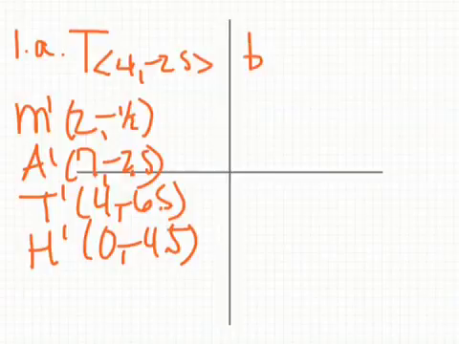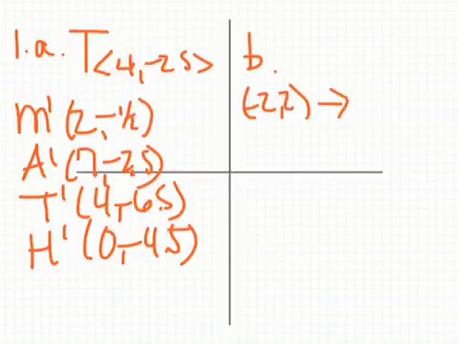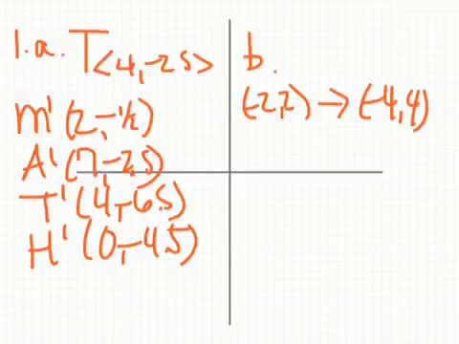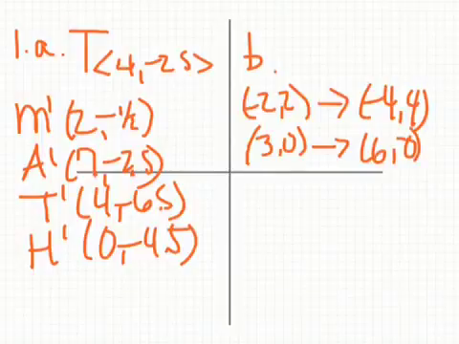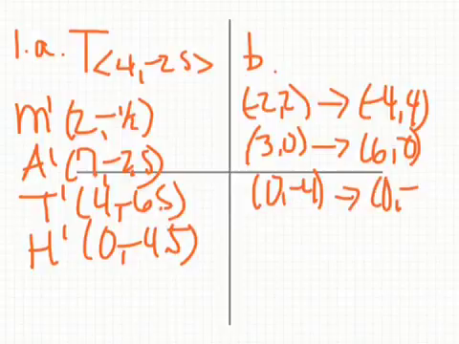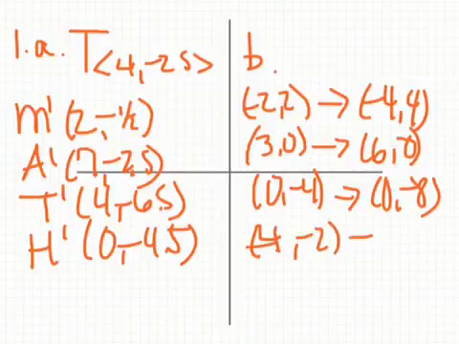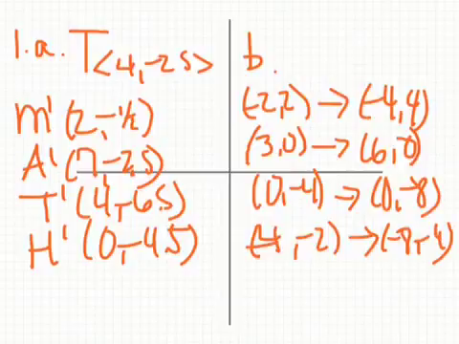Okay, for B, same thing. I'm not going to graph it, but dilate by a factor of 2. You just have to get each of the coordinates and multiply by 2. So for example, M is negative 2, 2. That becomes negative 4, 4. Then we have 3, 0 for A, that becomes 6, 0. T is 0, negative 4, multiplied by 2, 0, negative 8. And by the way, this is around the origin. It'll tell you if it's not around the origin; that would be different. Negative 4, negative 2 becomes negative 8, negative 4.